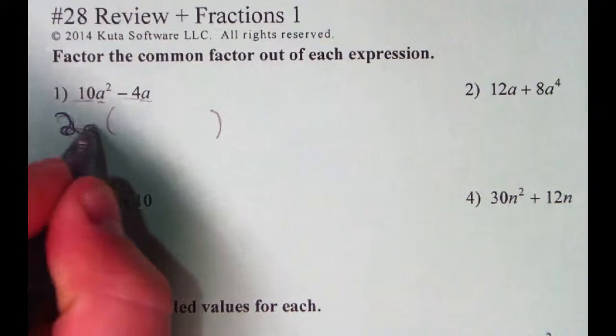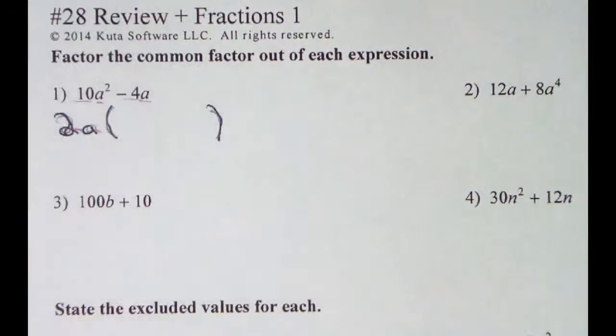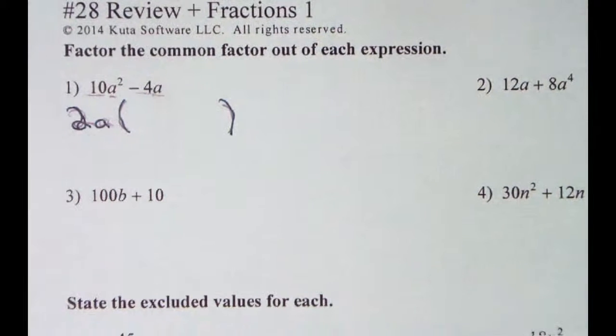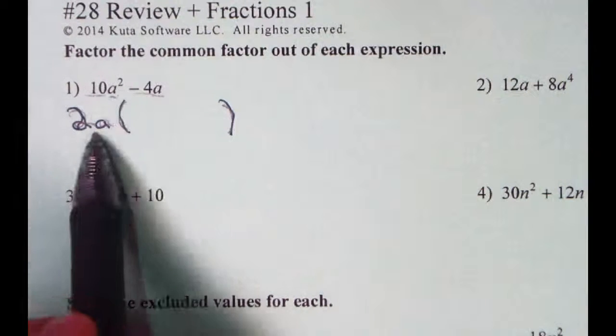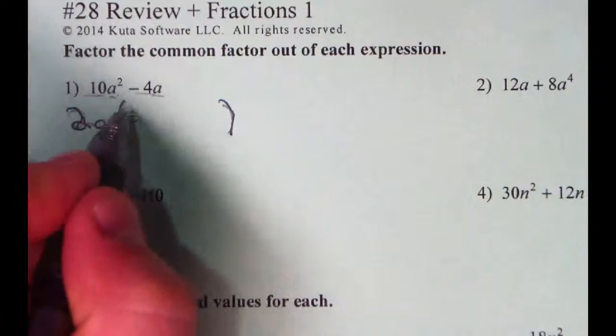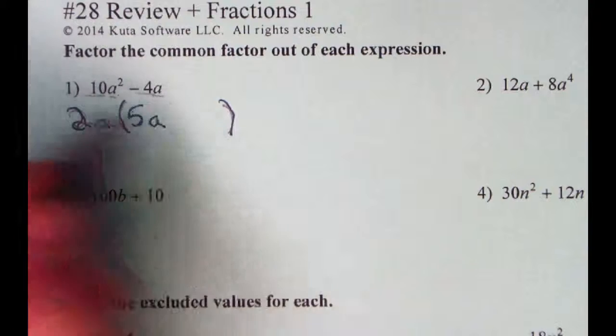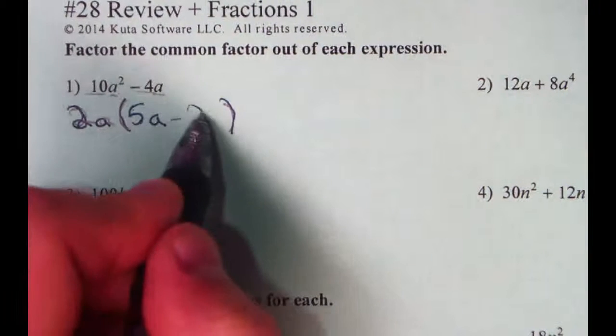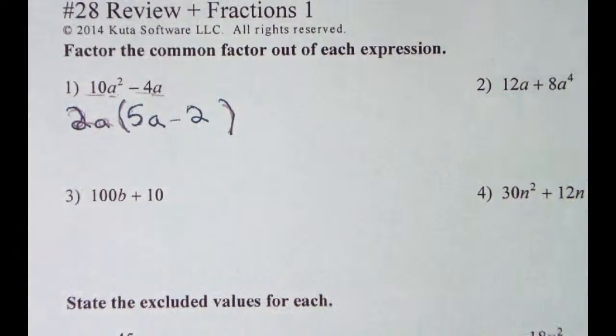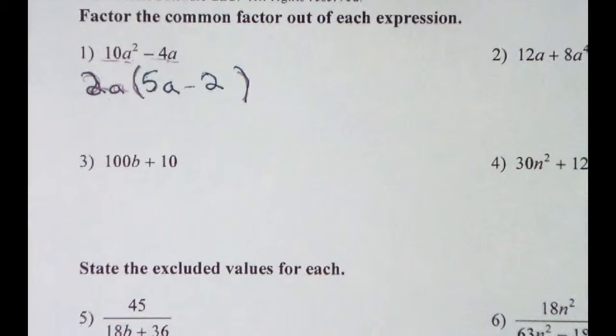Show up a little more. And then just fill in, instead of multiplying, you're doing the reverse, so you're dividing. 10a squared divided by 2a. Okay. 4a divided by 2a. Nothing more, right? That's all you can do.